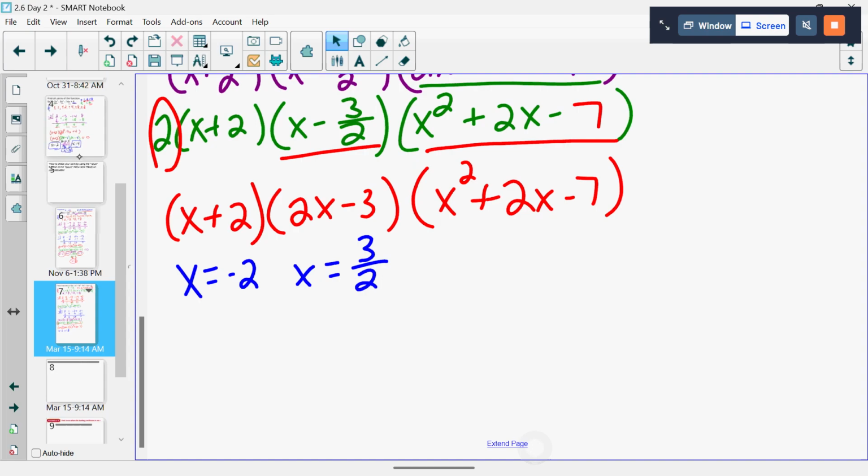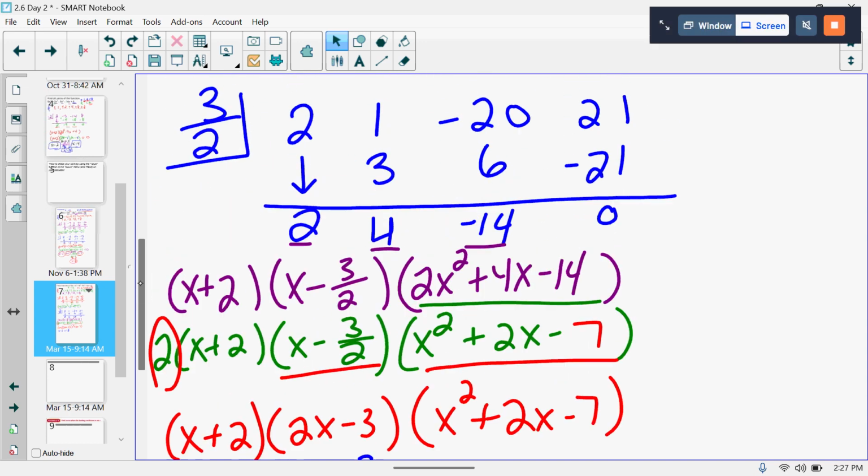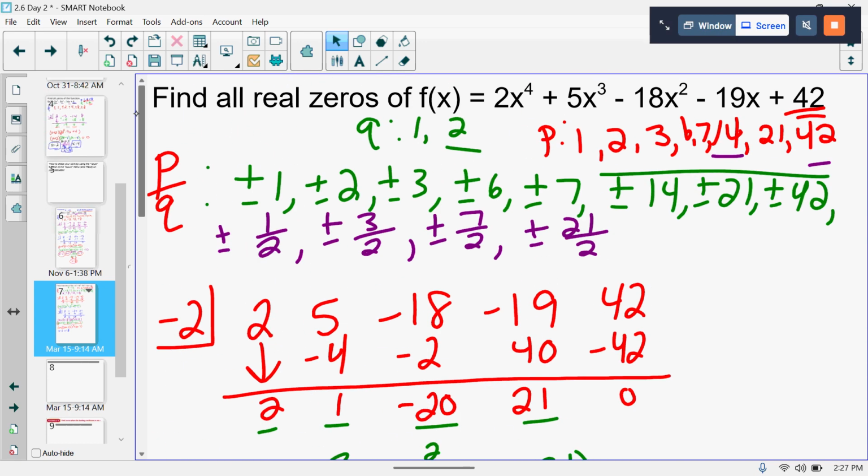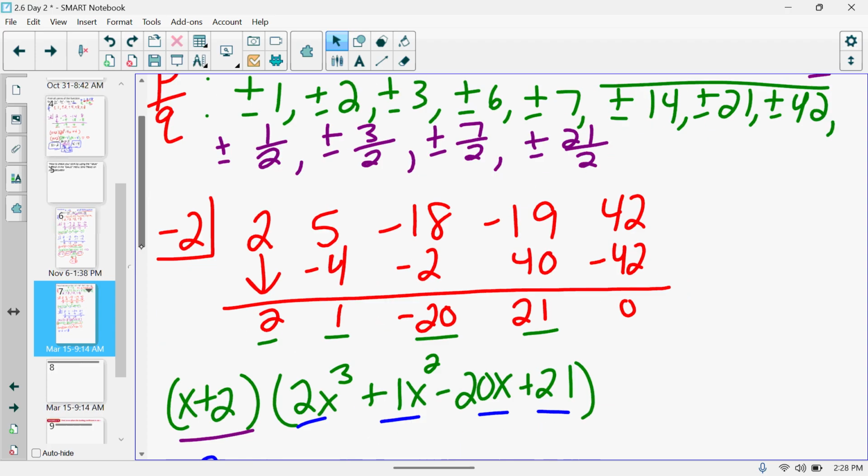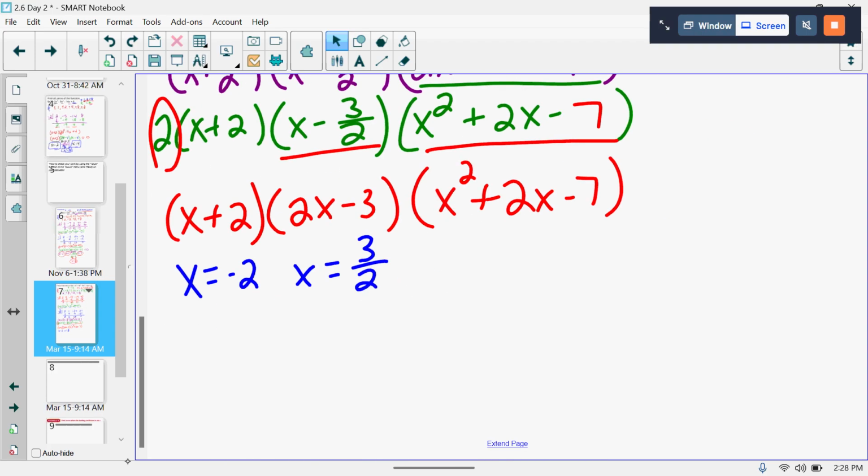Well, they're not going to be rational numbers. Guys, remember we reviewed what a rational number is yesterday? Anything that can be written as a fraction. So our final two answers, if you look back at that list, those are all the possible rational zeros. The answers don't have to be rational. So the last two are going to be irrational.